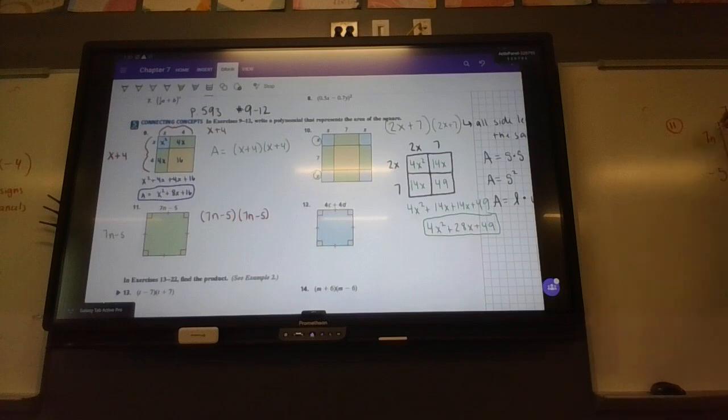This is multiplication. 7 times 7 is 49. n times n is n squared. 7 times 5 is 35, and that'll be negative. Negative 5 times 7 will be 35 again, negative. Negative 5 times a negative 5, positive result. Now I'm going to take it out of the boxes and write it in order.